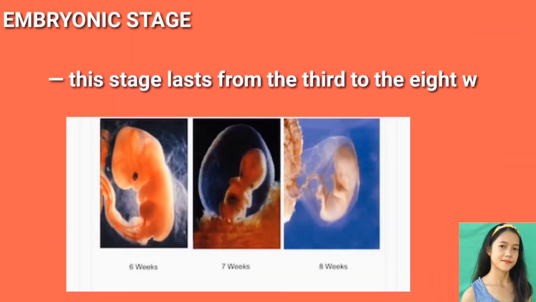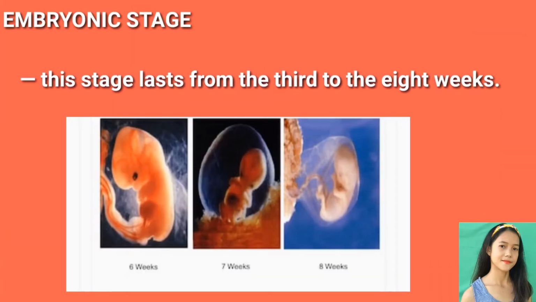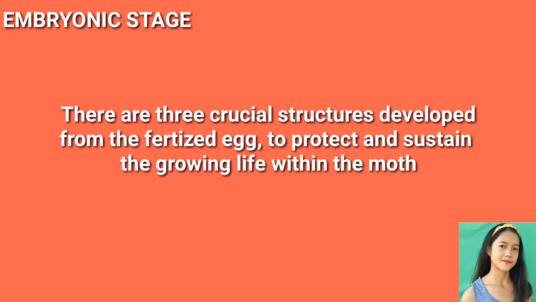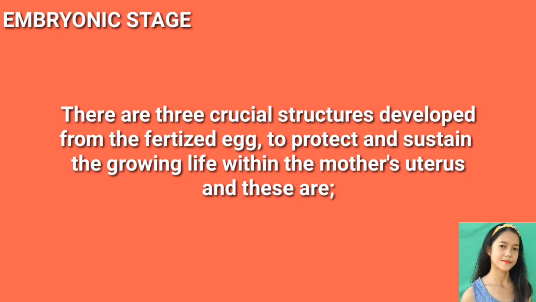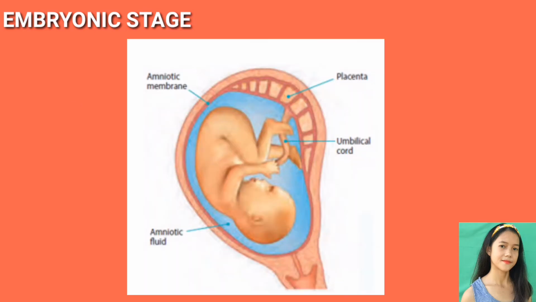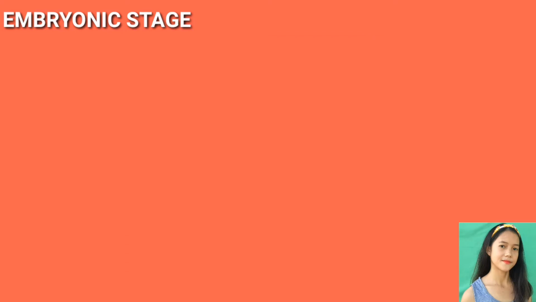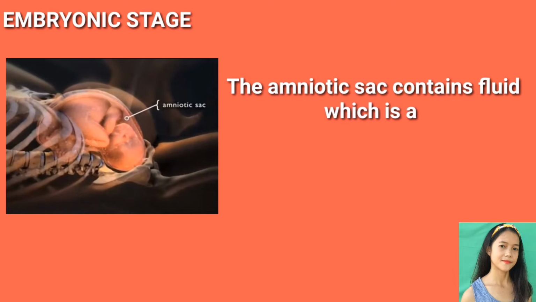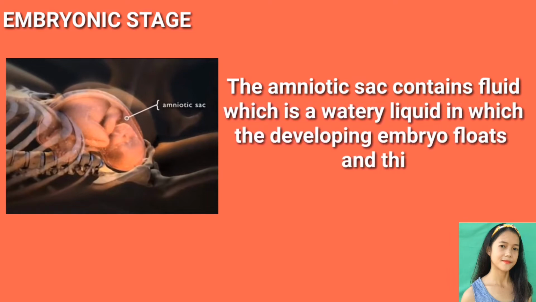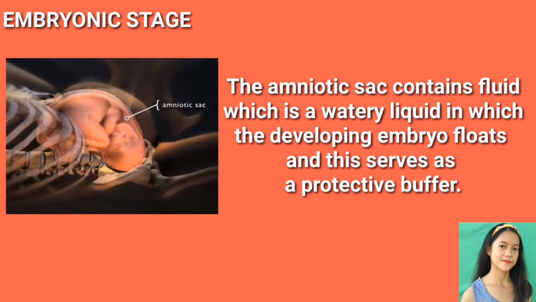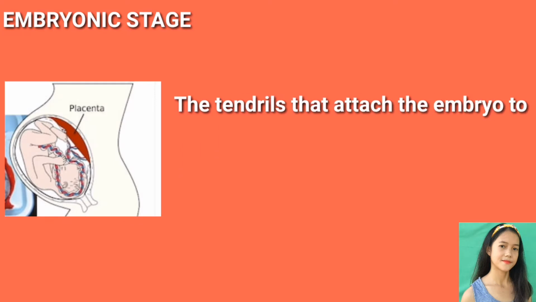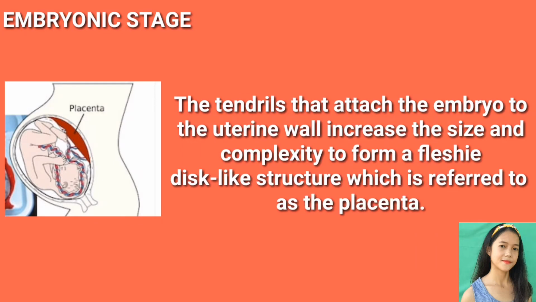Embryonic stage. This stage lasts from the 3rd to the 8th weeks. There are 3 crucial structures developed from the fertilized egg to protect and sustain the growing life within the mother's uterus, and these are the amniotic sac, the placenta, and the umbilical cord. The amniotic sac contains amniotic fluid, a watery liquid in which the developing embryo floats, and this serves as a protective buffer.